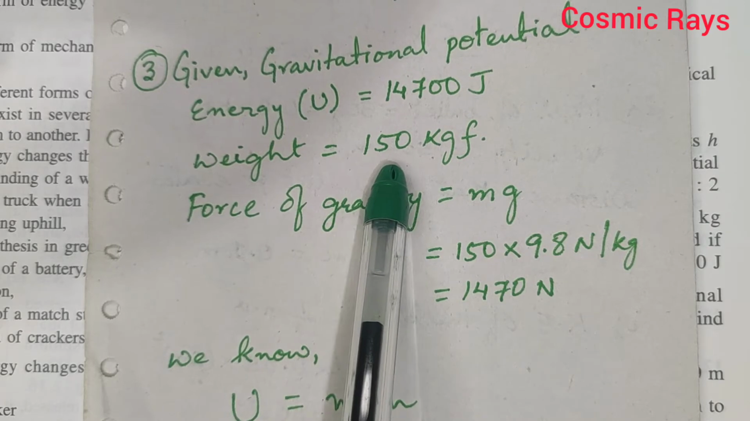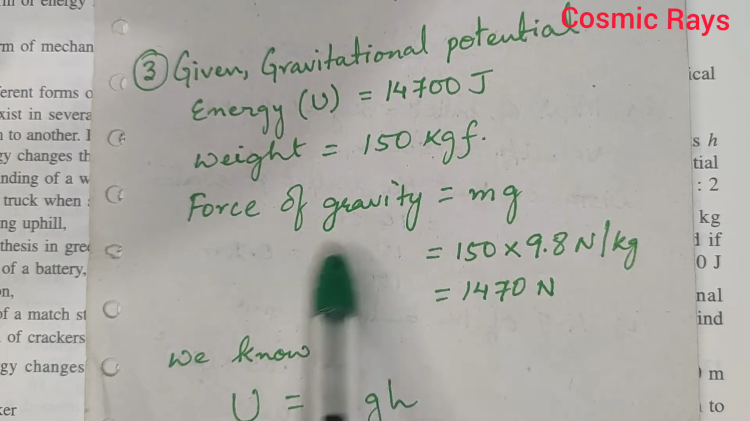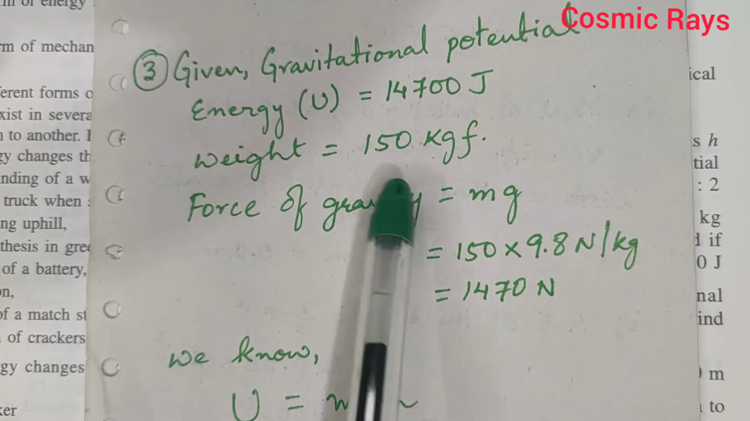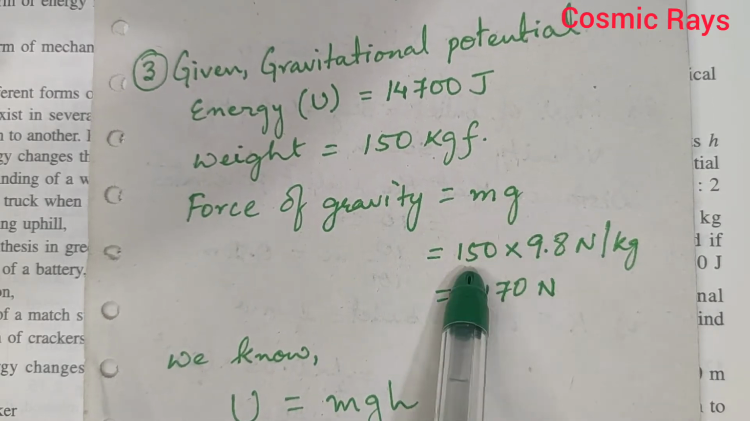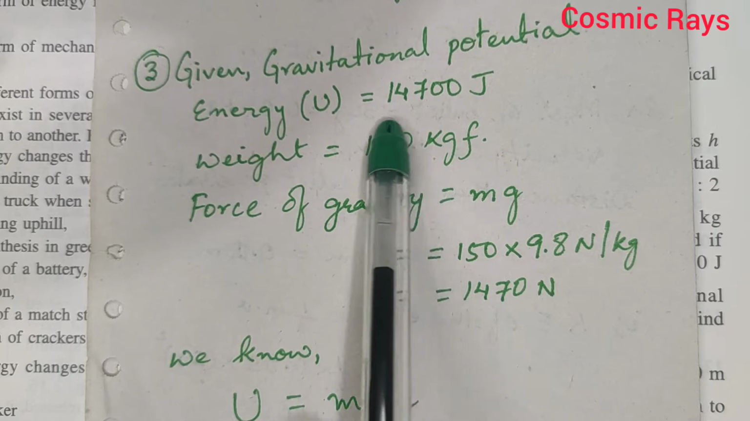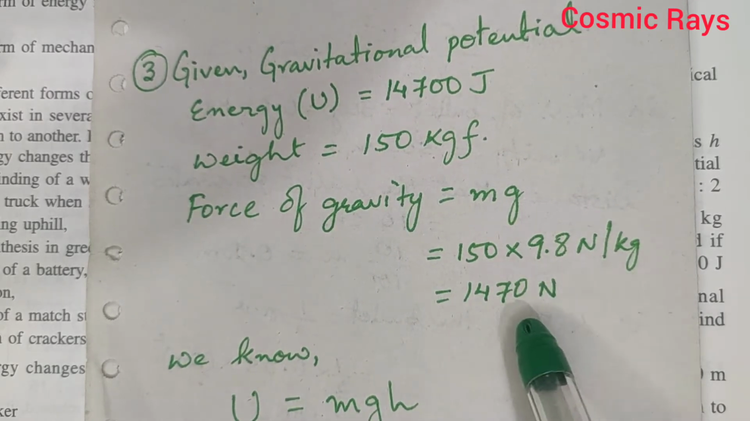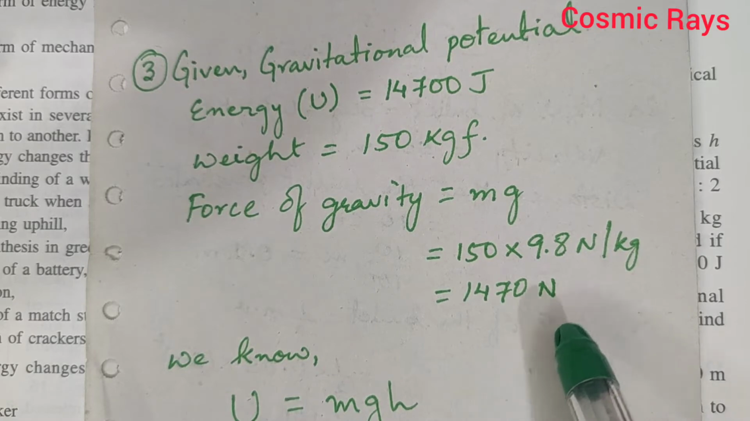Weight is given to us as 150 kgf, and force of gravity we calculate because they have given us the weight, that is m into g. So mg is taken as 150 multiplied by 9.8. So this comes to 1470 Newton.